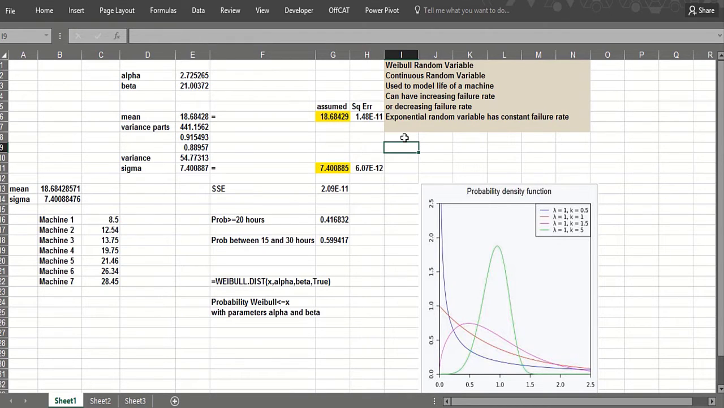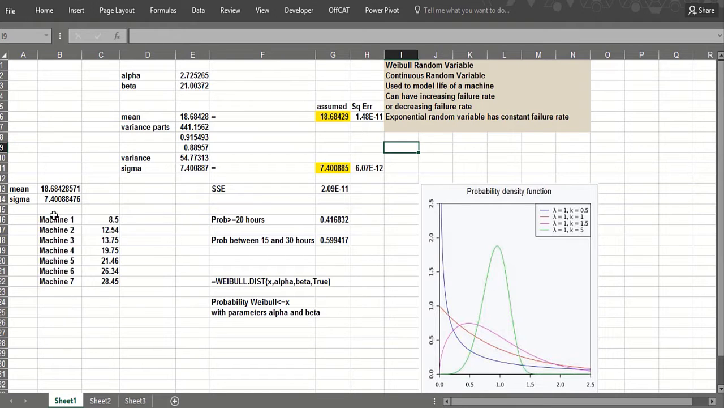Well, the Weibull random variable can have an increasing failure rate, which means the longer the machine has lasted, the more likely it is to fail in the next minute, or a decreasing failure rate, which means the longer the machine has lasted, the less likely it is to fail in the next minute. And here are some examples of Weibull density. So it can have various types of shapes.